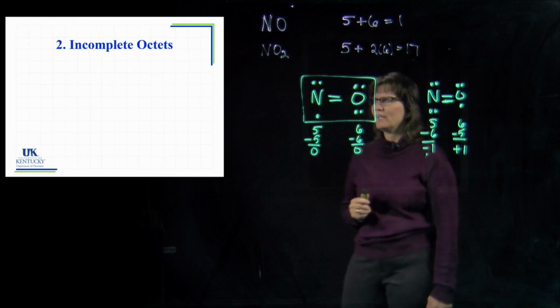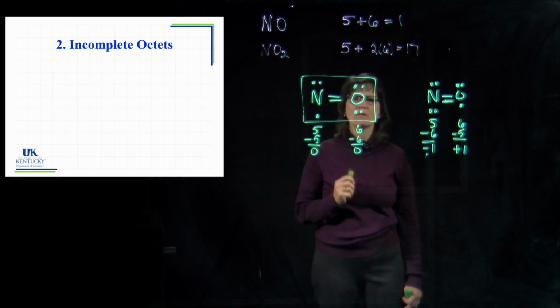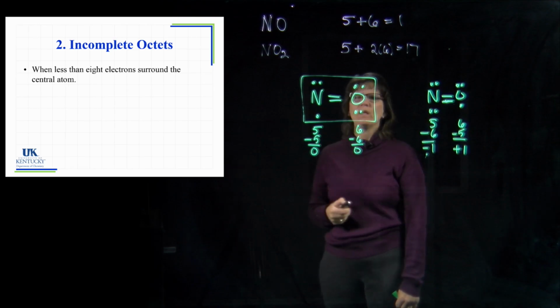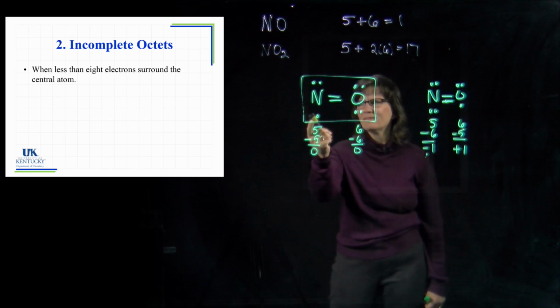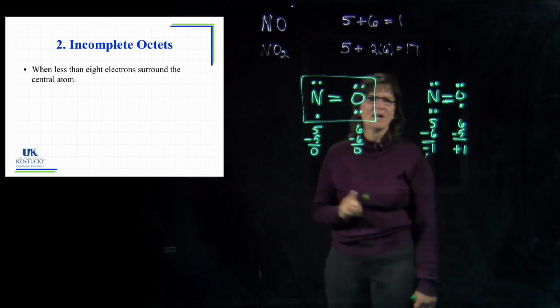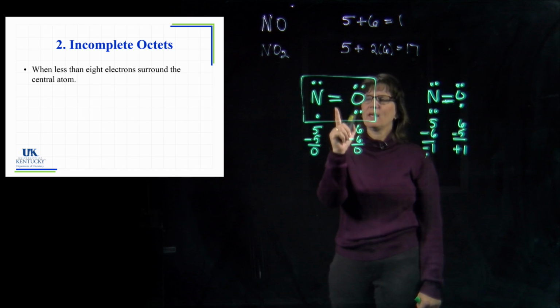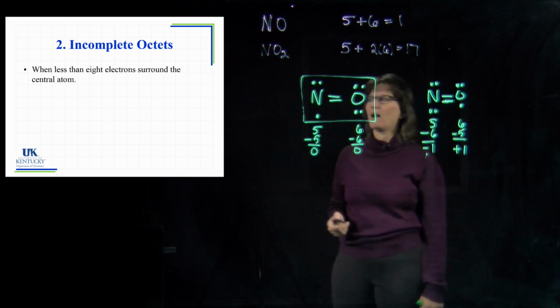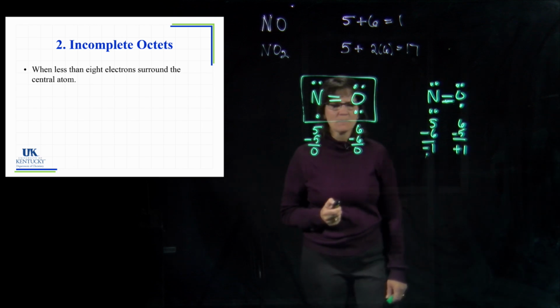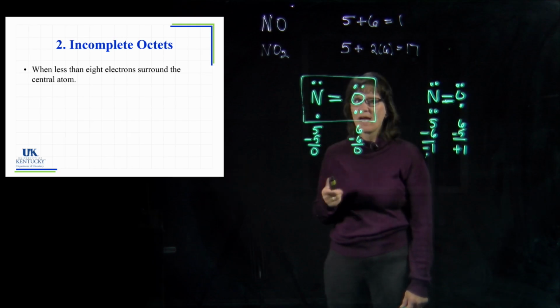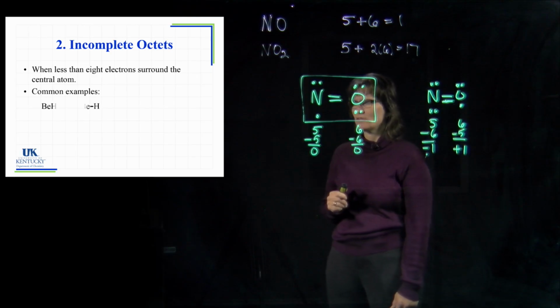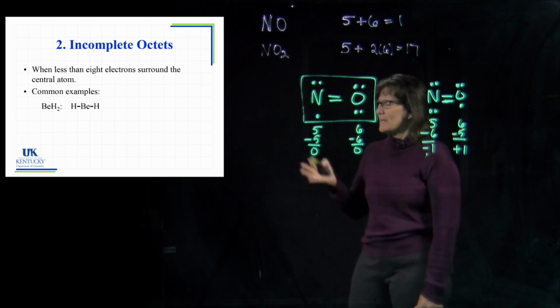The next one is an incomplete octet, okay? So an incomplete octet is when something has less than 8 valence electrons. So in a way, this is an incomplete octet, but that's not where I would categorize it. When you have an odd number, stick it in the odd category. But you have some species that have a situation where the central atom has less than 8 valence electrons. So here's some common examples.